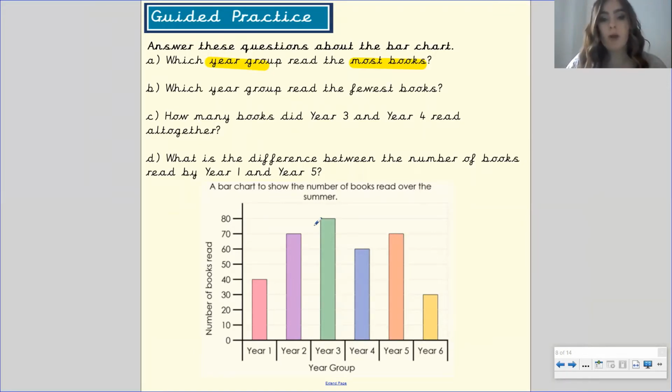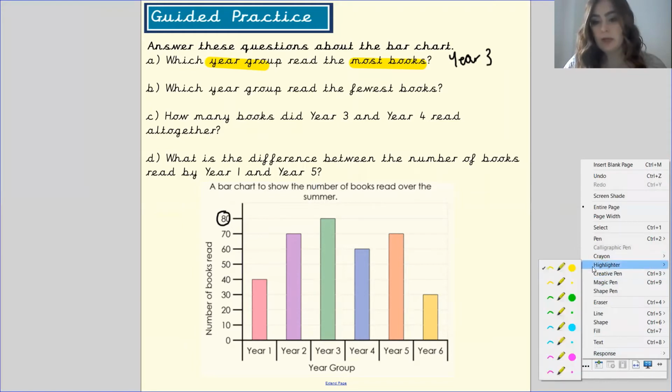So which year group read the most books? Well done, year 3 did. And we can see that because not only is the bar the highest, but it's also on here the highest number as well.